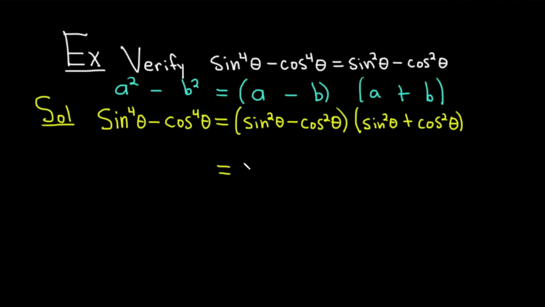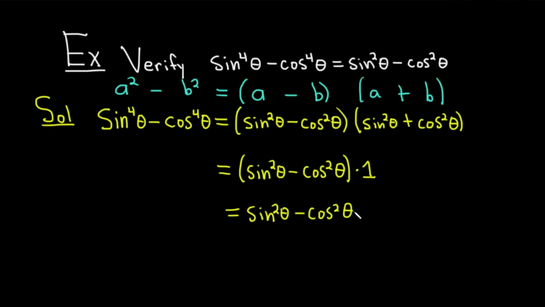So this is equal to parentheses sine squared theta minus cosine squared theta. And then sine squared plus cosine squared is 1. So this is times 1. And 1 times this is just this. So this is sine squared theta minus cosine squared theta. And that's the right-hand side.